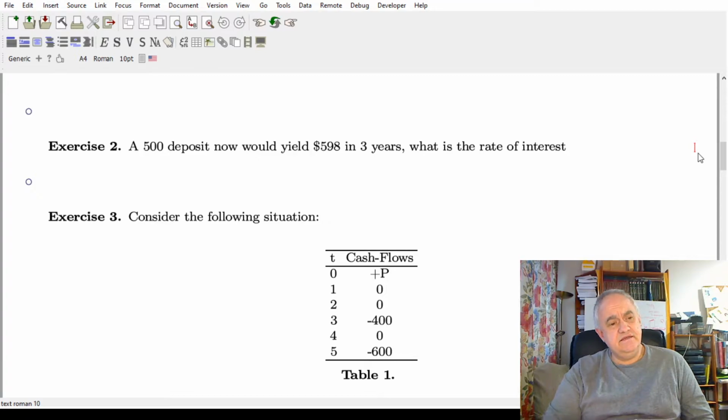Let's see the second exercise. We have here a deposit. It's quite similar to the previous one, but we will make some minor adjustments, though we will use the same logic. We have 500, let's assume it is dollars.